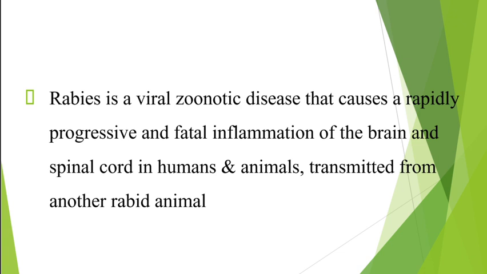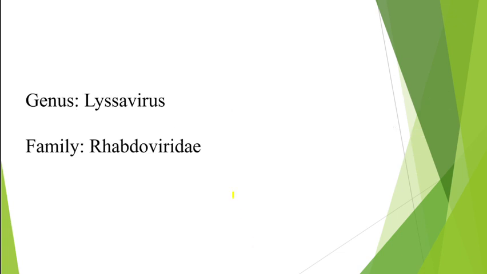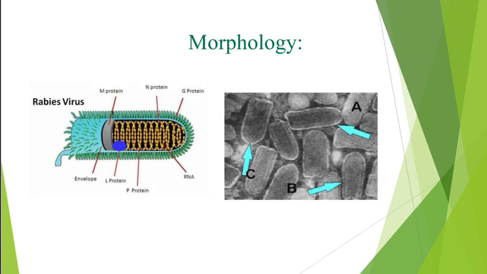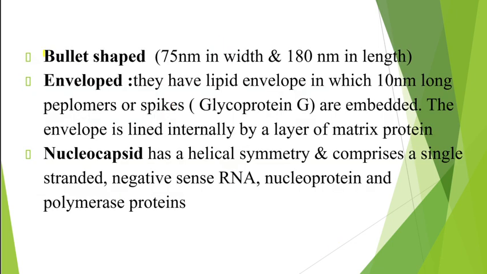So let us move into the morphology and pathogenesis of rabies virus. Rabies virus belongs to the genus Lyssavirus and family Rhabdoviridae. When we observe the specimen under an electron microscope, we can see the characteristic bullet shape of rabies virus. Remember this key point: rabies virus has a characteristic special shape, that is bullet shape, which measures about 75 nanometer in width and 180 nanometer in length.